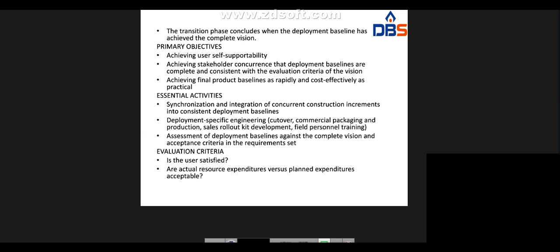And for the essential activities, that is the synchronization and integration of concurrent construction increments into consistent deployment baselines. So the deployment baseline includes the cutovers, commercial packaging and production, sales roll out kit development, and field personnel training. Whatever is developed will be based upon deployment specific engineering. And for the assessment, that is the assessment of the deployment baseline against the complete vision and acceptance criteria in the requirements set.